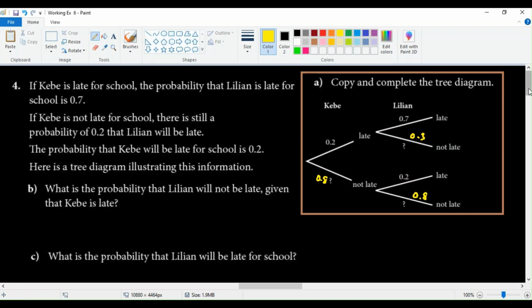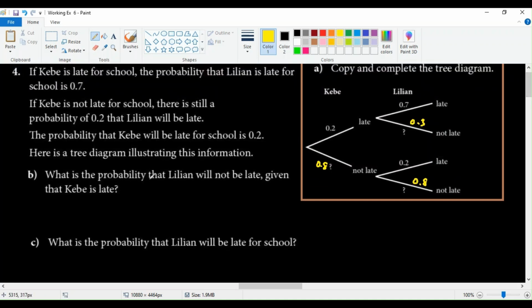In here it says, what is the probability that Lillian will be late? So looking at the first part of the question, which is part B: what is the probability that Lillian will not be late, given that Kebe is late? In here, the answer is going to be 0.3. This is going to be the answer for this part of the question. Now comes, what is the probability that Lillian will be late for school? So it's going to be 0.3 once again. 0.3 is going to be the answer for this part of the question.